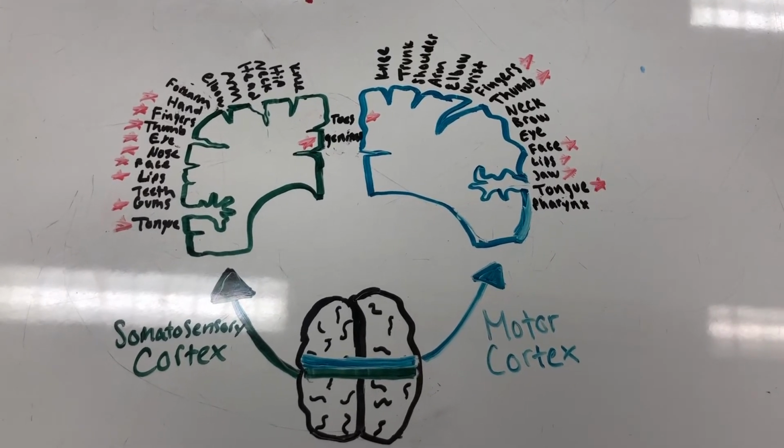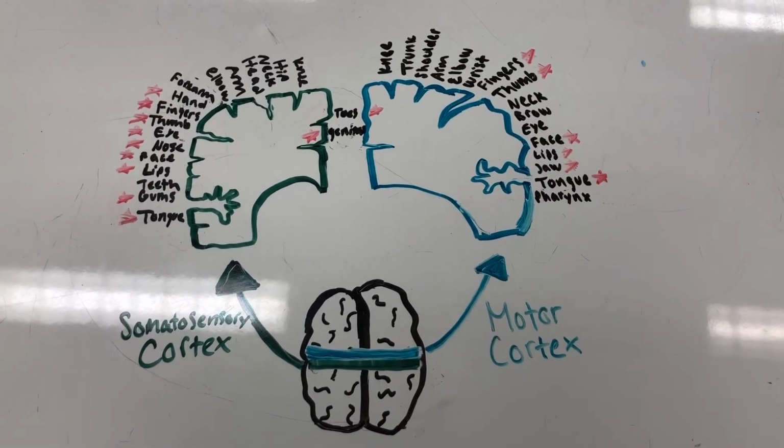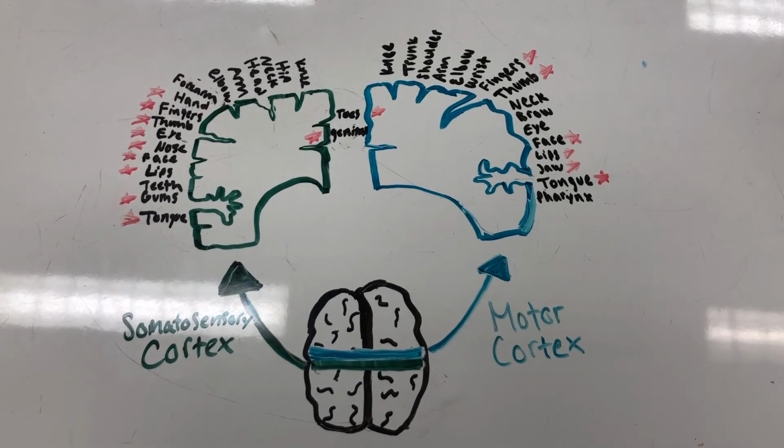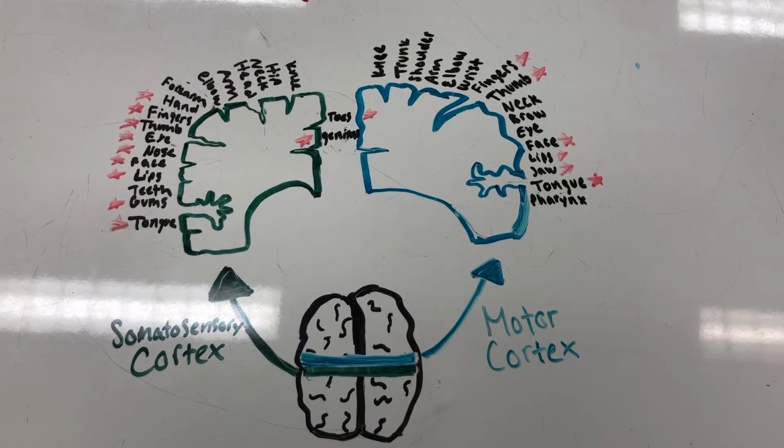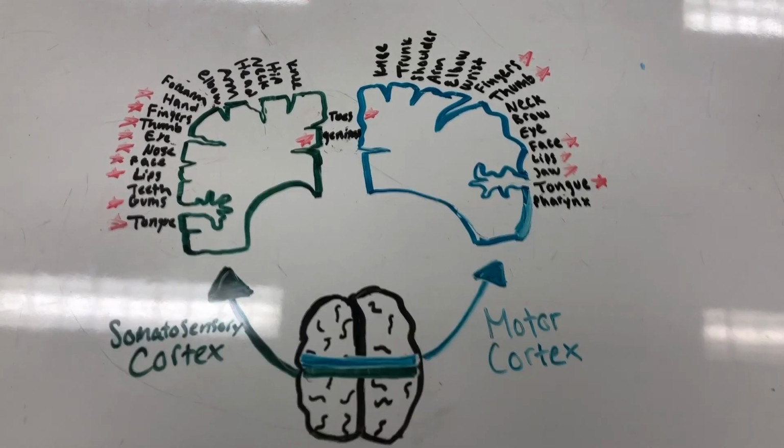and genitals. The surface areas of cortex for each body part are not based on the size of the body part, rather they are based on the complexity of connections for each region. This is why the hands and face are larger for both the sensory and motor homunculus.